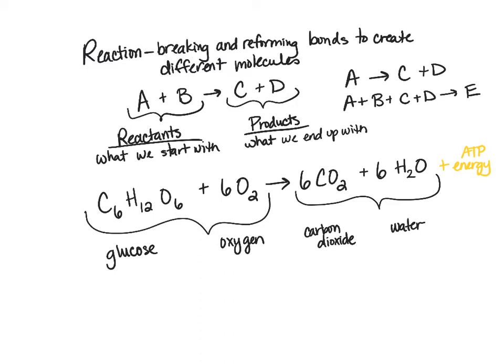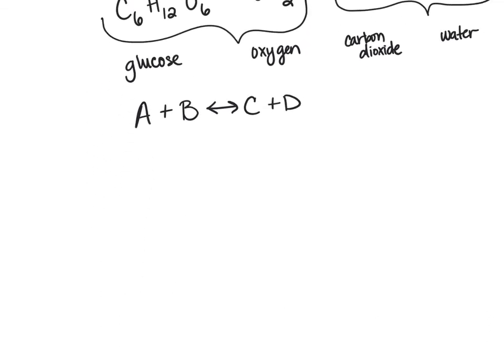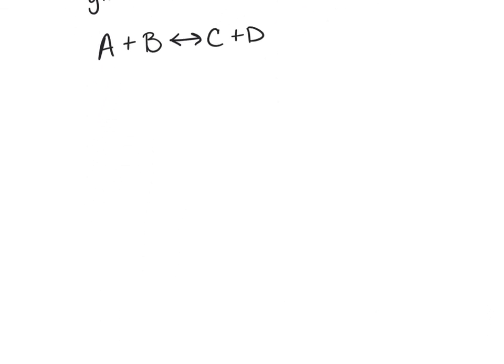Another thing to note is that many reactions are reversible. That means that they can go in either direction. In that case, it would be something like A plus B can go to C plus D, but then also C plus D can go to A plus B. So we actually have that double arrow there, and that double arrow means that they can go both ways. A plus B can combine to become C and D, or C and D can then go back to be A and B.